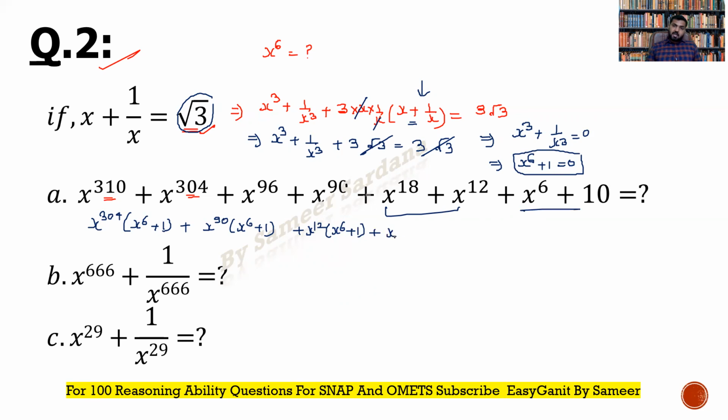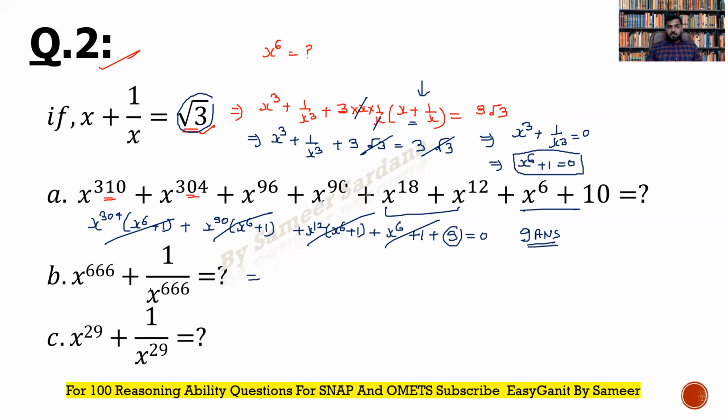And then this can also be written as x power 6 plus 1 plus 9. Now you see that if I put x power 6 plus 1 as 0, this becomes 0, this becomes 0, this becomes 0, this becomes 0. You'll be left with 9, and that would be the correct answer of the question.